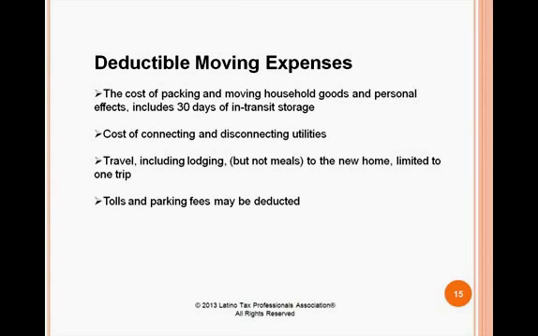But when it is based on a job, I had been working in El Paso, Texas, and was transferred to the office in Monterey, California. That move was a qualifying move since it did change my job, and therefore these expenses were to be included. Tolls and parking fees also may be deducted.